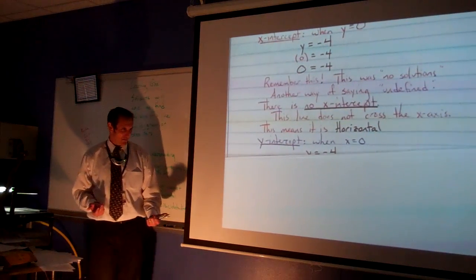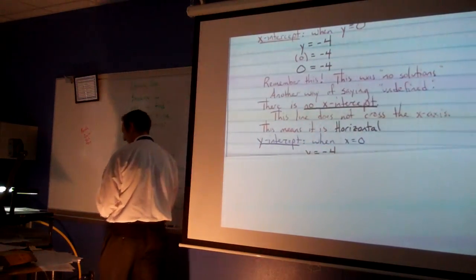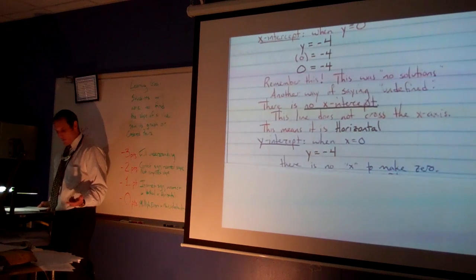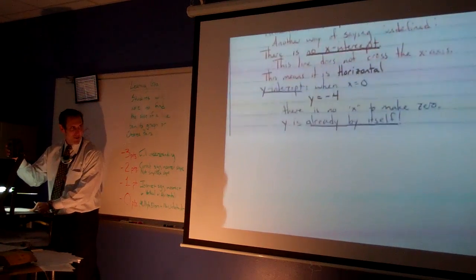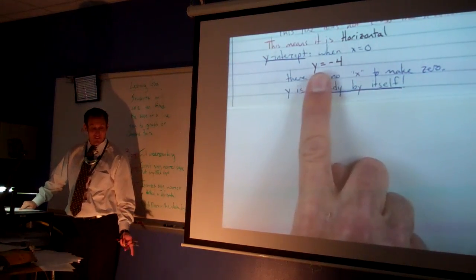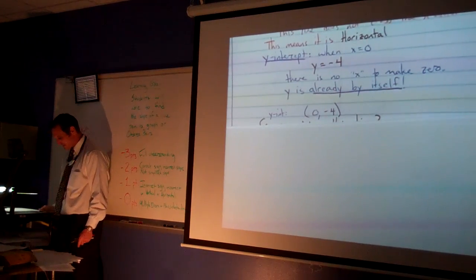So the y-intercept is very easy as well. When x is 0. Once again, our original equation, y equals negative 4. So there is no x to make 0. So y is already by itself. We don't need to substitute because y is already by itself. We have the y-intercept. It's given right here. So the coordinates are (0, -4).